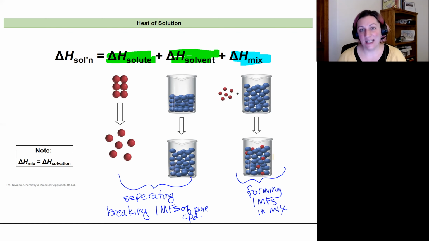Now, I like the terminology we're using here of enthalpy of solute, enthalpy of solvent, and enthalpy of mixing. But you might see something a little bit different in different textbooks. And that is the enthalpy of mixing is sometimes called enthalpy of solvation, which means the solute is being solvated by the solvent. Solvation is just another way of saying mixing. If you run across that, just note that these mean the same thing. So that enthalpy of solvation should be an exothermic process.